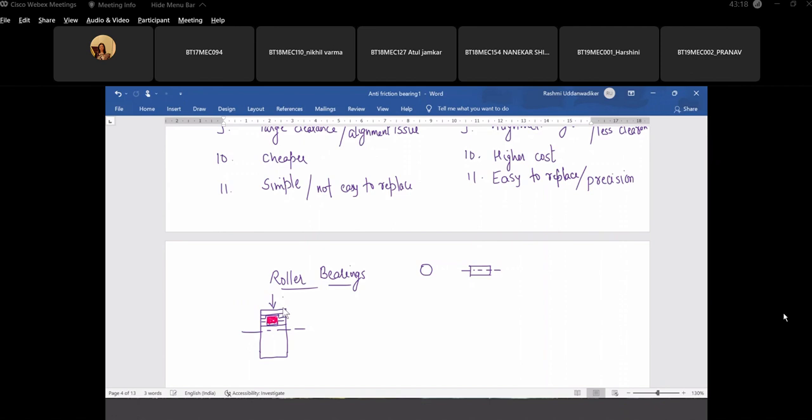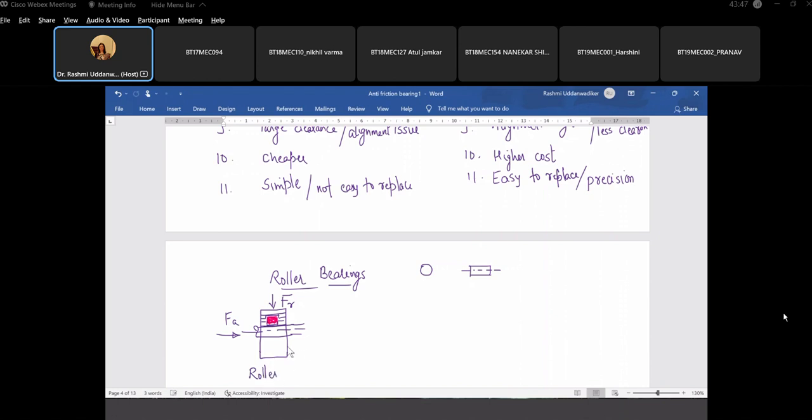It can take the radial loads coming along the radius of the shaft and axial loads coming along the axis of the shaft. And you know that this is the shaft. This is another point of confusion, which one is the radial load and which one is the axial load. So along the radius of the shaft, you have the radial load. So this is a simple roller bearing.